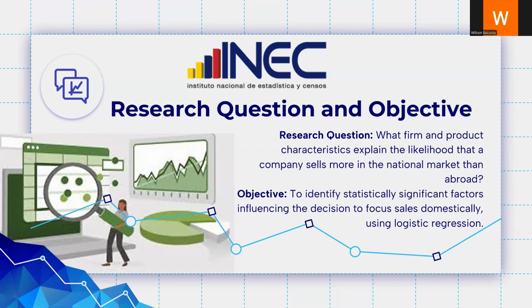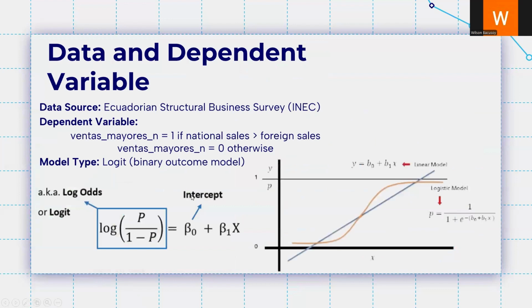focuses on national sales instead of international sales. The objective is to identify which variables have a significant impact on the decision using the logistic model. This helps understand the commercial behavior of Ecuadorian firms and calls for better market strategies. The data used in the study come from the Ecuadorian structural business surveys provided by INEC.